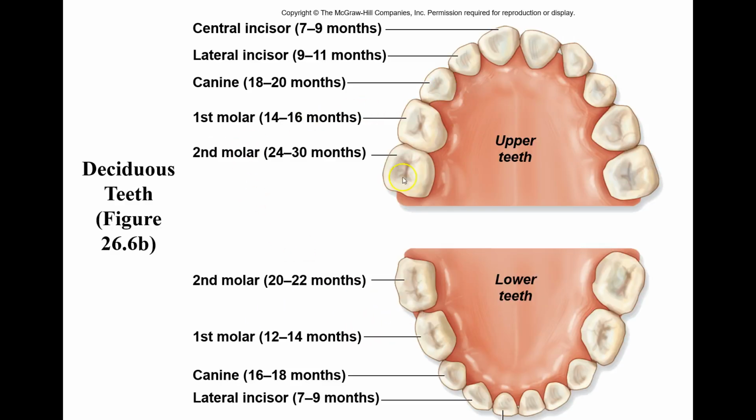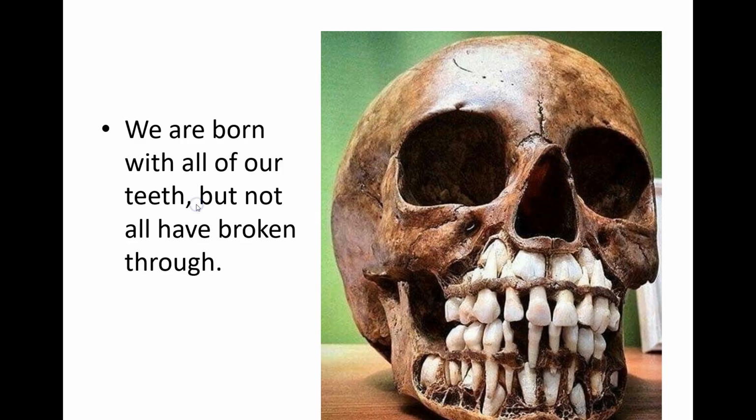And so here you can see the different types of baby teeth that we have, and roughly when they show up. So this is a skull of a young child that has the baby teeth here, and then you can see all of the adult teeth as well that are waiting to erupt through that jawbone.